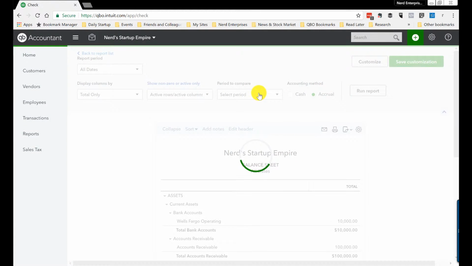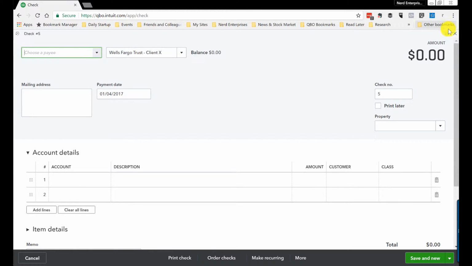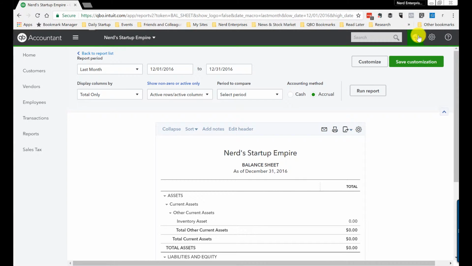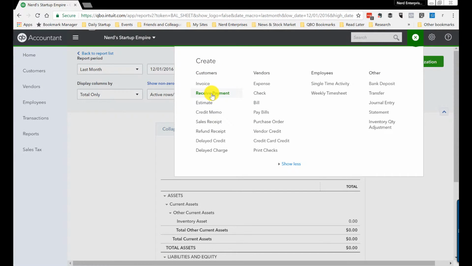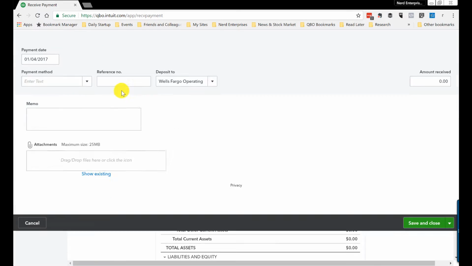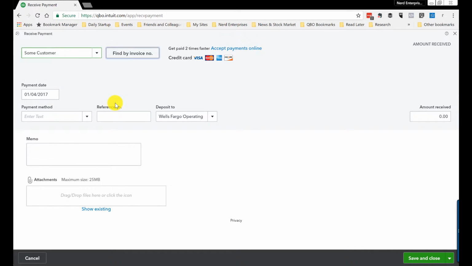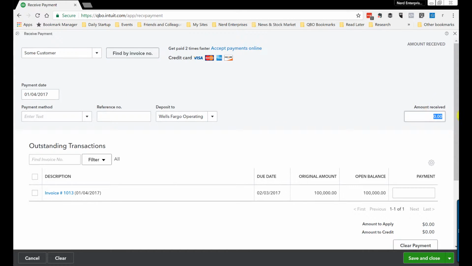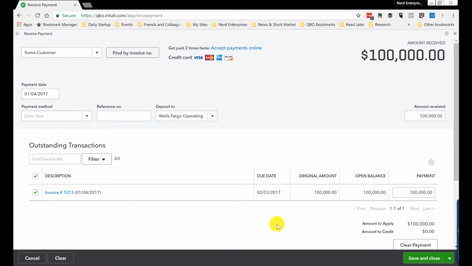So they get all this money. First of all, we need to get paid, right? Before I do this, let's go get paid. So let's go receive payment. Some customer, and we'll get paid the whole amount. And we're going to deposit straight into the operating account, save and close.